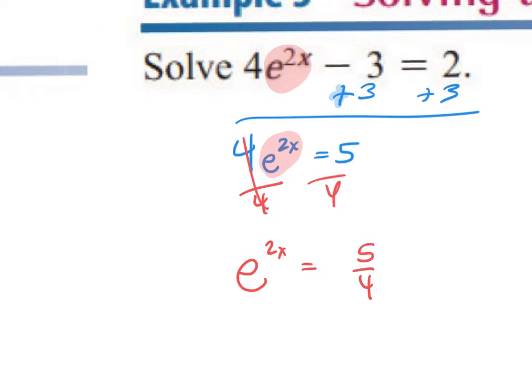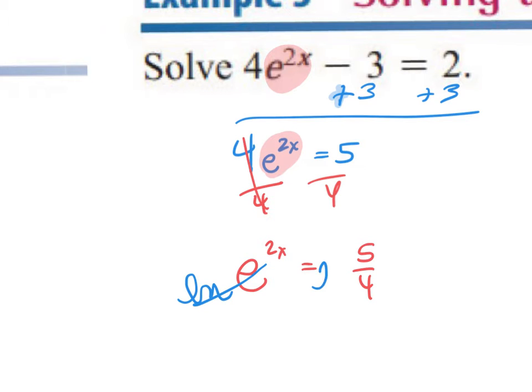Now that my e to the 2x is by itself, I need to get the e to cancel out, and I need my 2x to just drop down. So what do I need to do to both sides? I'll multiply it by ln. Not really multiply by ln, but I understand what you're saying. We're going to take the natural log of both sides, because if I take the natural log of the left-hand side, what happens to ln and e? They cancel out. It cancels out.